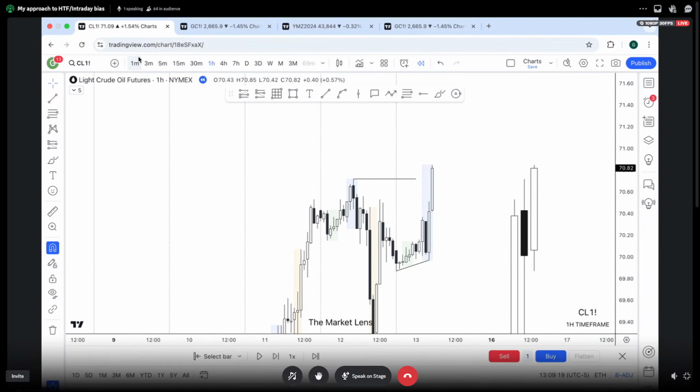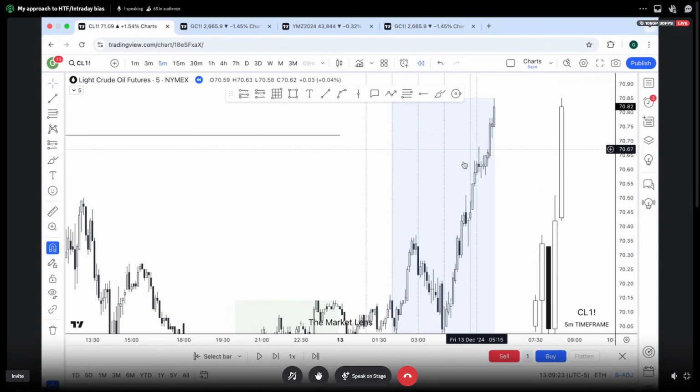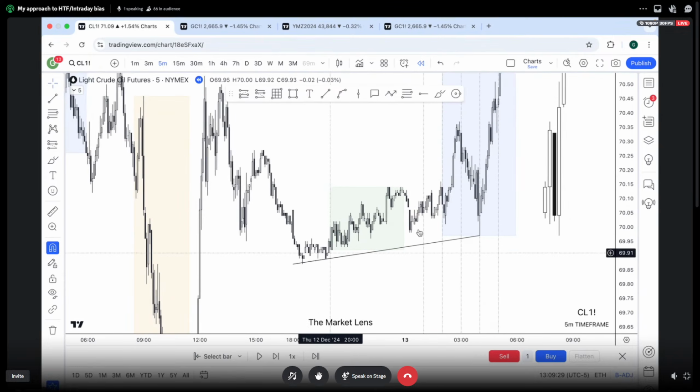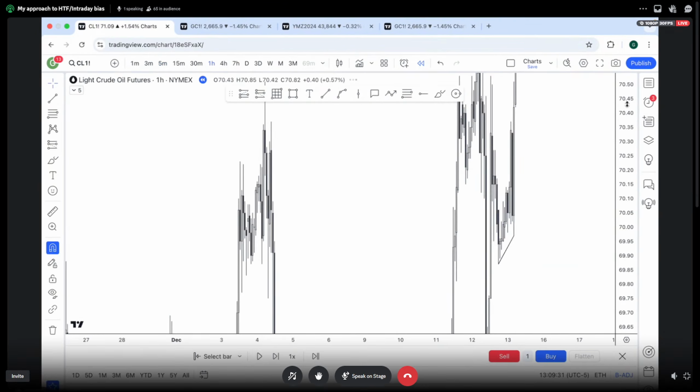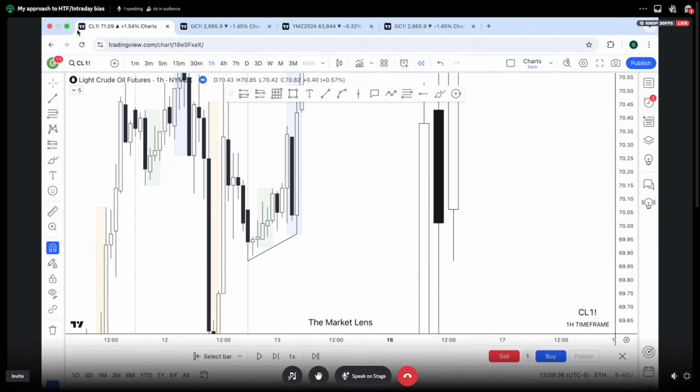Instead of thinking this is a market structure shift, this fair value gap, blah, blah, blah, no, you need to wait for an established low to trade from. Because you're basically trading away from failure swings at this point, which you don't want to do.